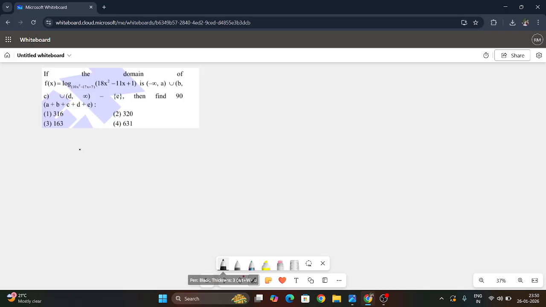The first question is: if the domain of the function log (18x² − 11x + 1) to the base (10x² − 17x + 7) is (−∞, a) ∪ (b, c) ∪ (d, ∞) − {e}, then find 90 times (a + b + c + d + e). Okay, so we have to find the domain of this.